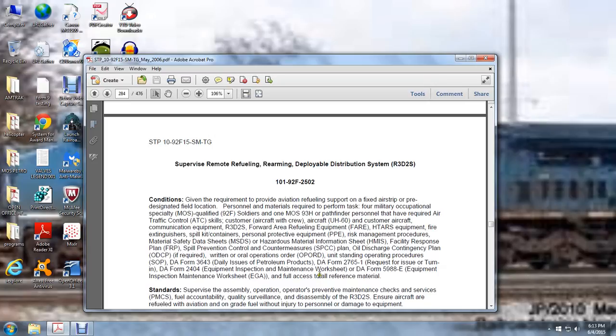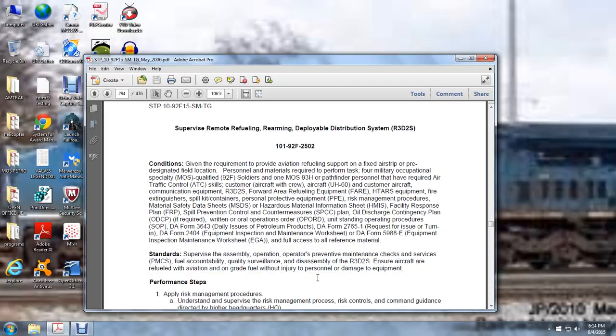With full access to the reference material, supervise the assembly, operation, operator preventive maintenance checks and services, fuel accountability, and quality surveillance. Disassemble the remote refueling, rearming, deployable distribution center system, and ensure the aircraft are fueled with the aviation-grade fuel without injury to personnel or damage to the equipment.